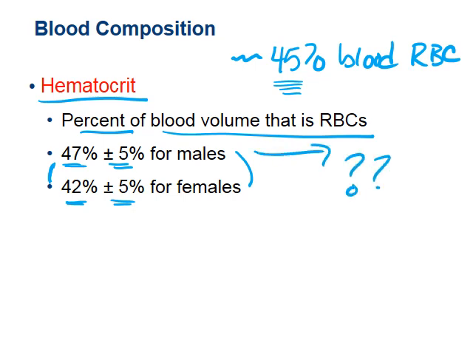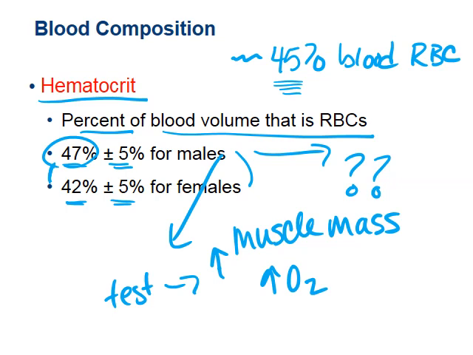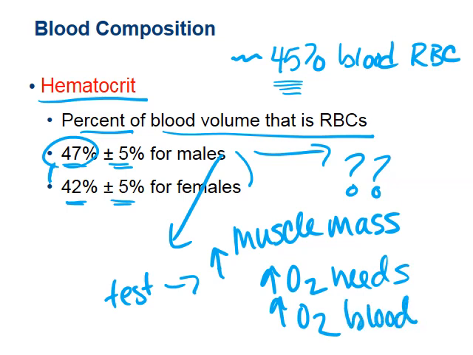Any guesses as to why males would have a higher amount of red blood cells in their blood? Muscle mass. So because males have testosterone, testosterone causes increased muscle mass. If you have increased muscle mass, you have to have increased oxygen needs, and so you have to have increased oxygen being carried in your bloodstream. And remember, red blood cells, what do they do? They carry oxygen.